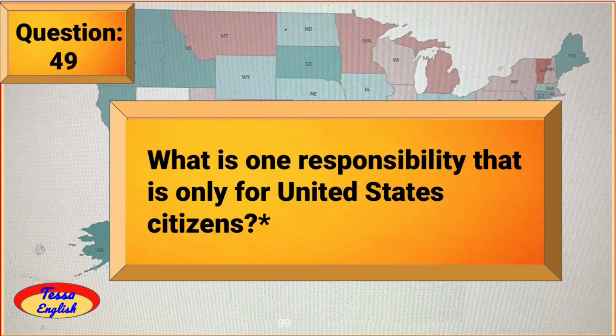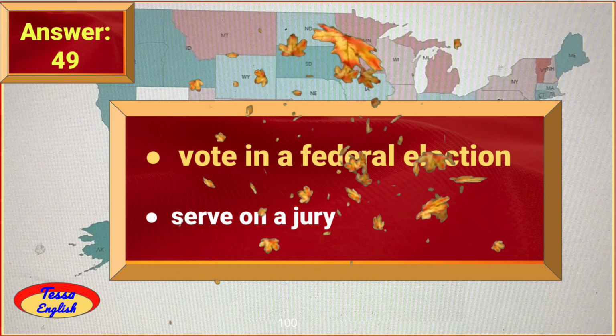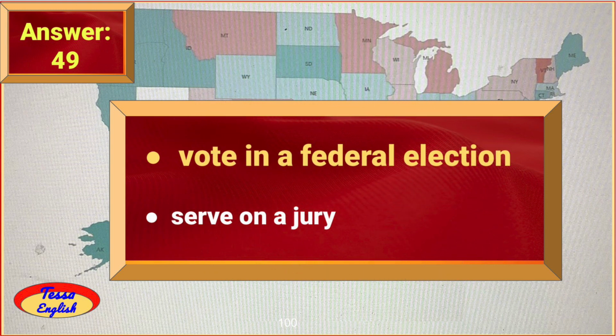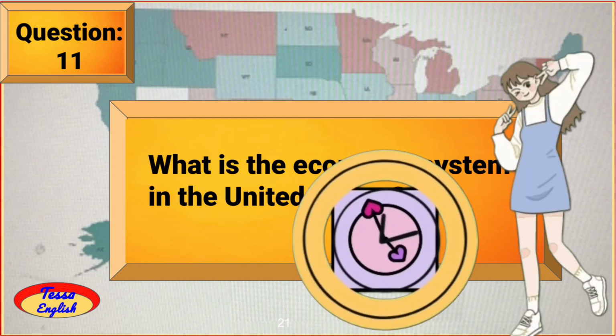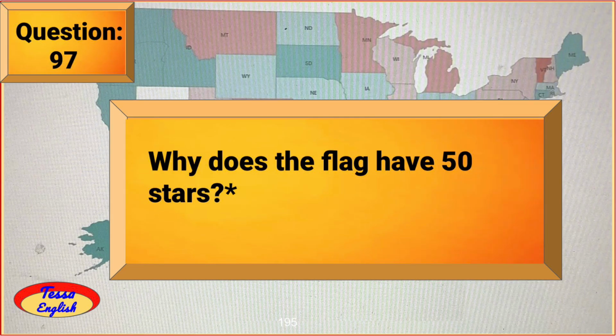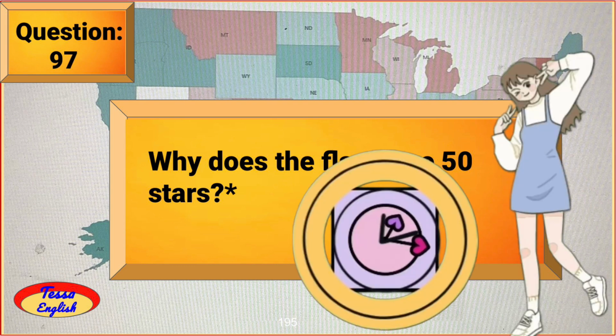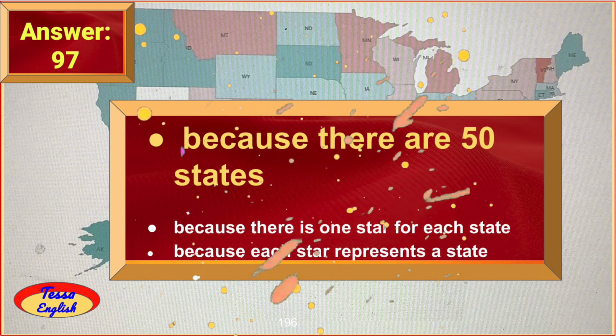What is one responsibility that is only for United States citizens? Vote in a federal election. What is the economic system in the United States? Market economy. Why does the flag have 50 stars? Because there are 50 states.